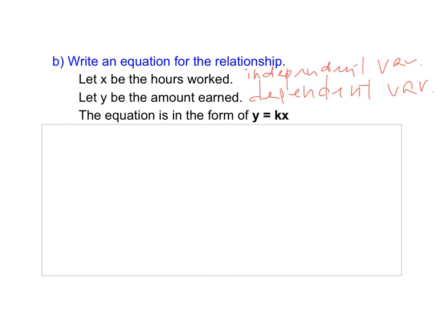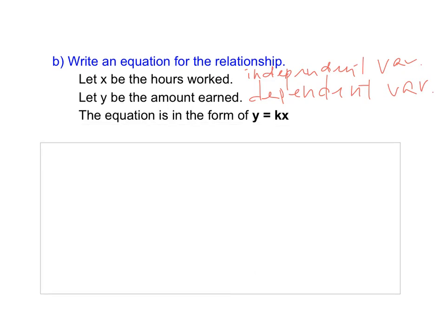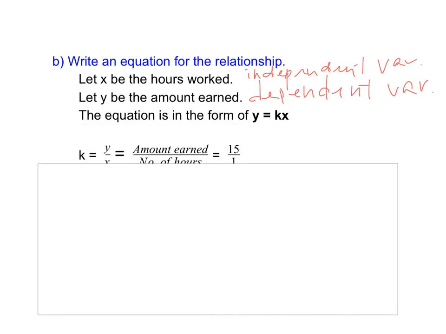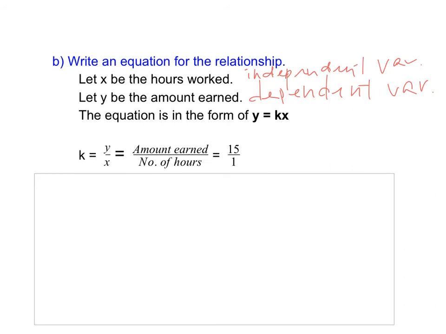All right, we notice that the equation is in the form of y equals kx. Remember the first slide that I showed you? y equals kx. Okay, so I have y and x already defined. What about the value of k? What is k? We need to figure out the value of k so that we can complete the equation. Okay, that's not too hard because in order to find out k, this is what I'm going to have.